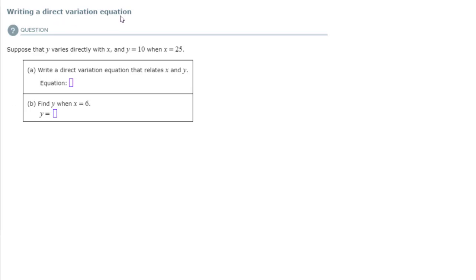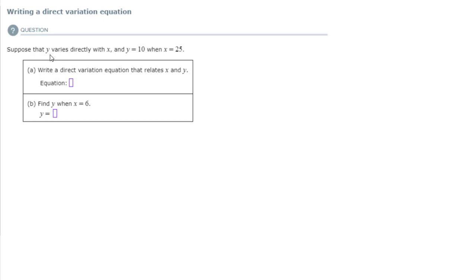Writing a direct variation equation. Suppose that y varies directly with x and y is 10 when x is 25. Part A wants us to write a direct variation equation that relates x and y, and Part B wants you to find y when x is 6. So we have to do Part A, which is to come up with a direct variation equation.